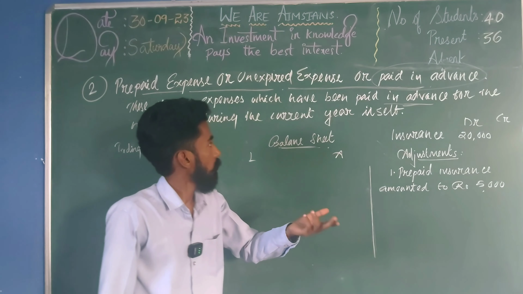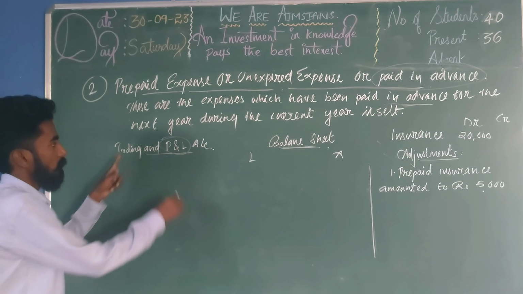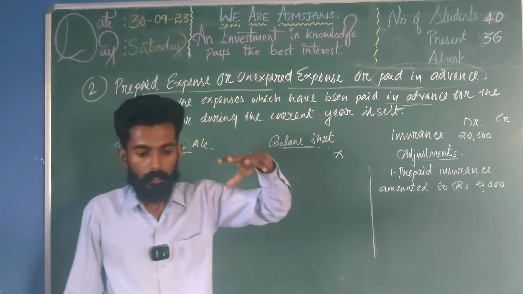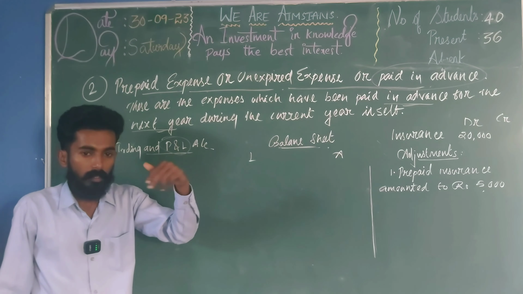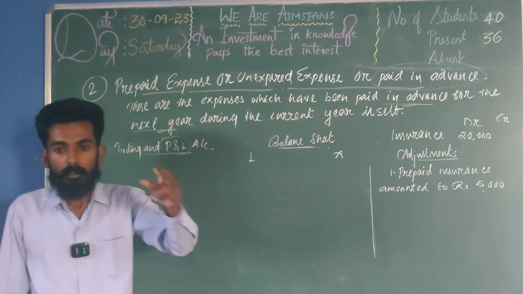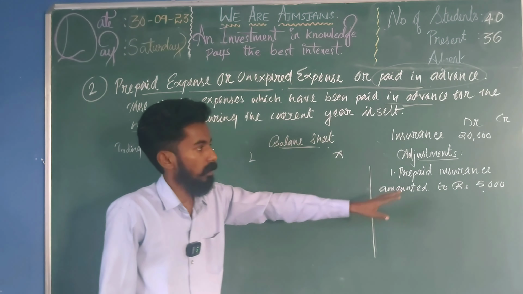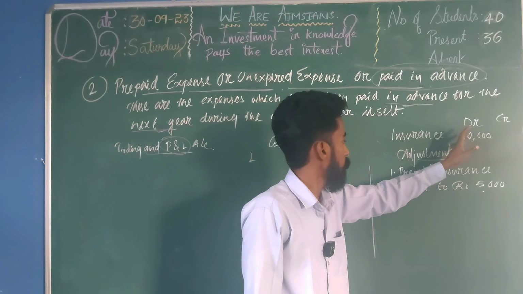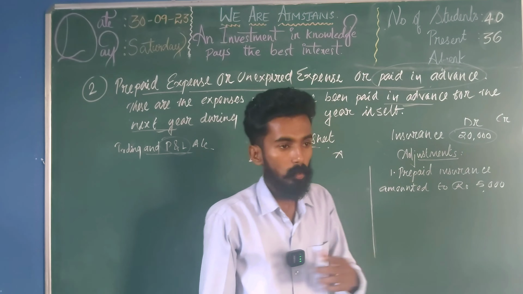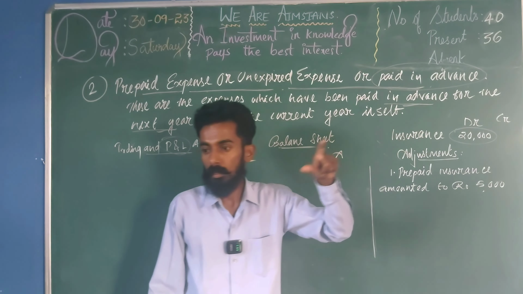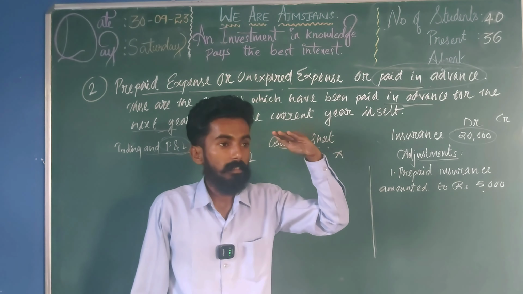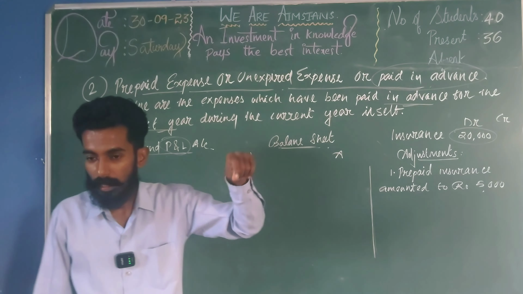These are the expenses which have been paid in advance for the next year during the current year itself. This year itself we have already paid the next year's expense too. For an example, if in the trial balance you get insurance of rupees 20,000, we know that insurance is our indirect expense.